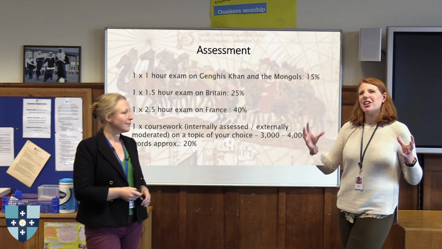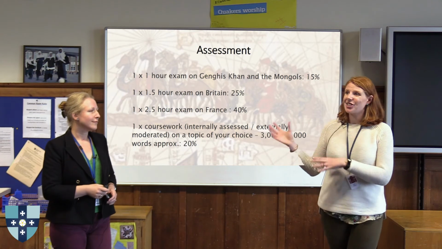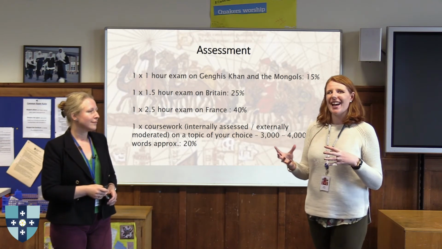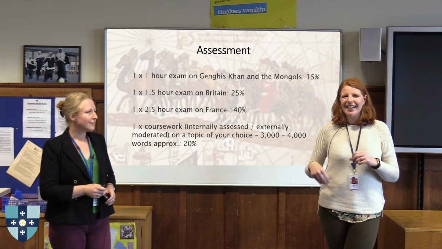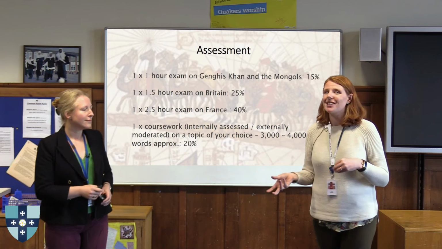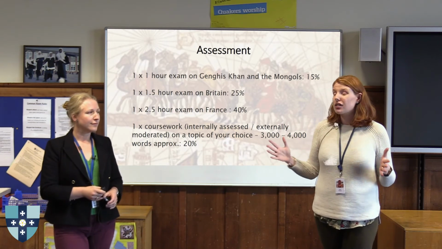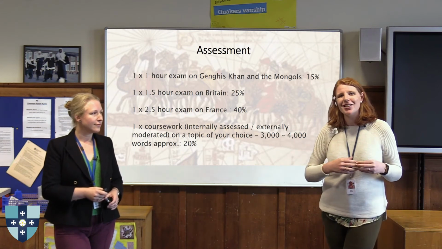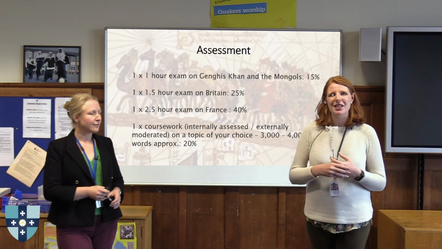So the whole A-level comes down to 4 key examined elements. The first is the Genghis Khan paper, which is worth 15% of the A-level, just a tiny little 1-hour paper. You'll hardly even notice it. And the Britain paper is 1.5 hours, and that's worth 25% of the A-level. The France paper, taking up the majority of the College 2 year, that is a chunky beast. So that's 40% and a 2.5-hour paper. And then your coursework is 20%.